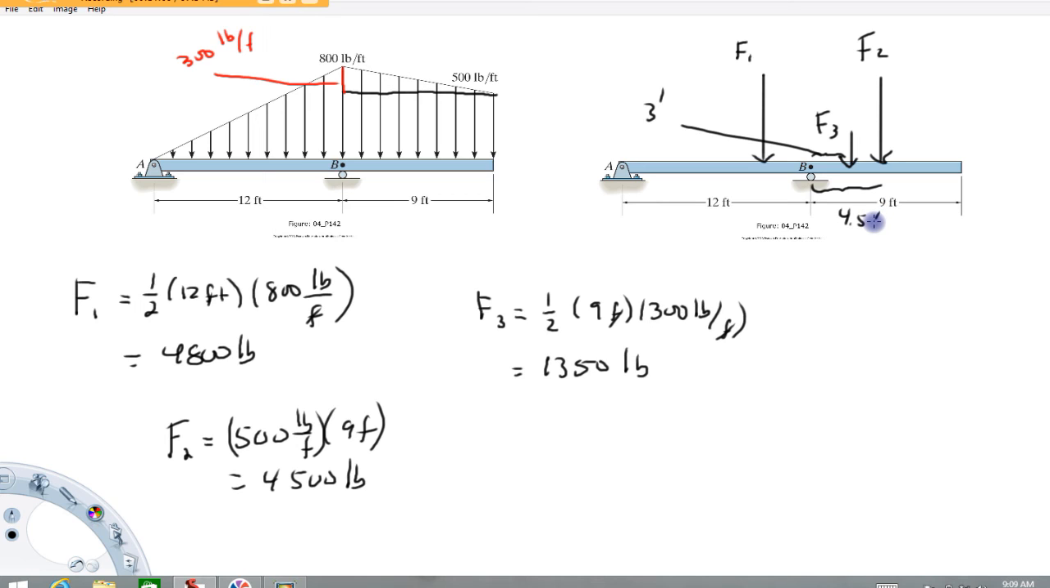All right, so anyway, the purpose of this video is to demonstrate how to fairly quickly find equivalent forces for distributed loads and to calculate where to put them. I hope that this video has accomplished that.